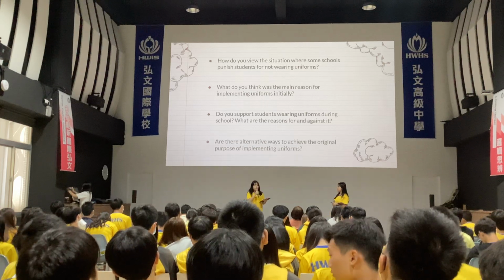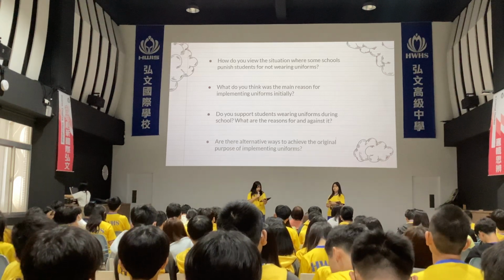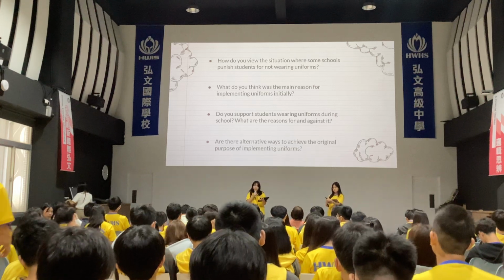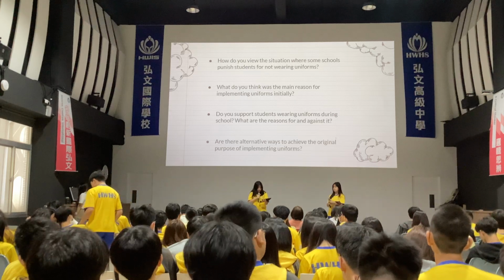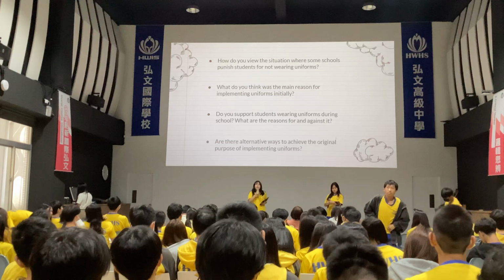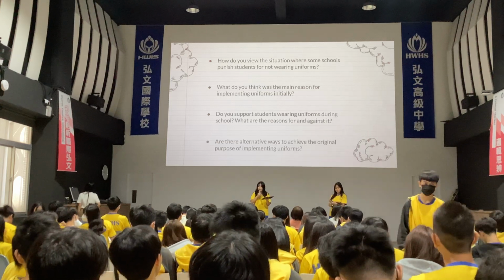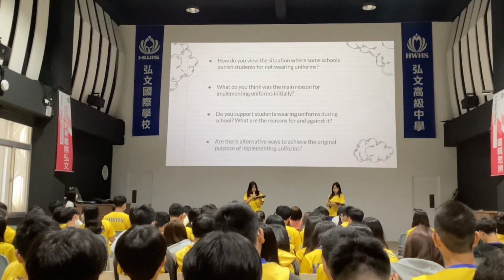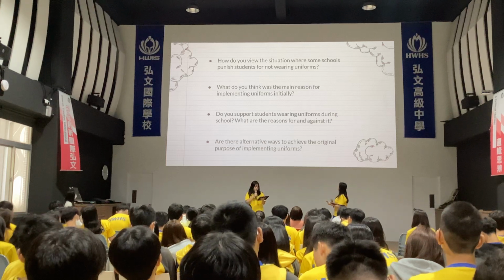The first question is, we asked them their opinion about some schools punishing students for not wearing uniforms. The next question is their opinion about the main reason for implementing uniforms initially. The third question is, do they support students wearing uniforms during school? And the last question, are there alternative ways to achieve the original purpose of implementing uniforms?